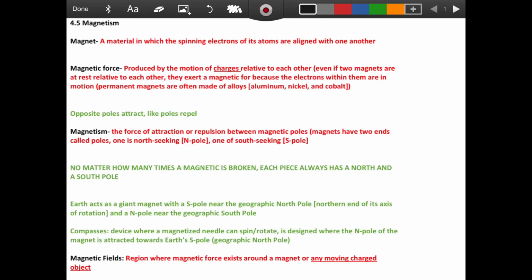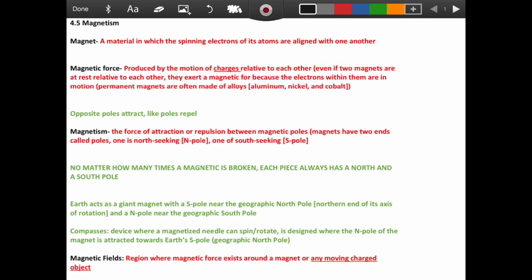by writing. So a magnet is a material in which the spinning electrons of its atoms are aligned with one another. And these magnets produce a magnetic force, which is produced by the motion of the charges relative to each other. Even if two magnets are at rest, they're still exerting a magnetic force because the electrons are moving. They're always moving, or you may see the word spinning. And typical magnets are made up of things like aluminum, nickel, iron, and different alloys.